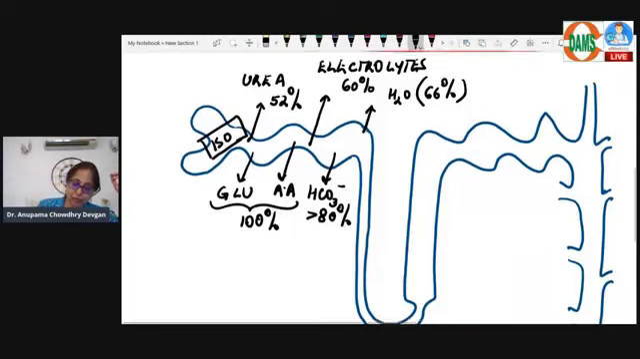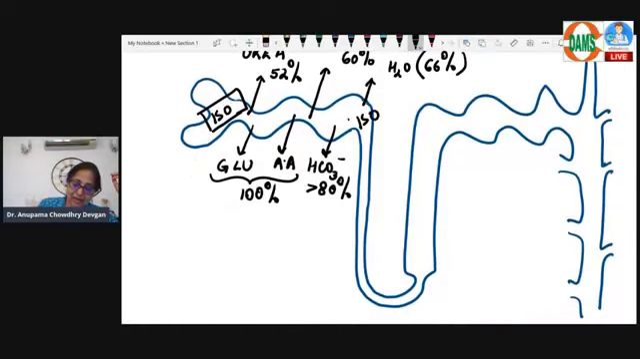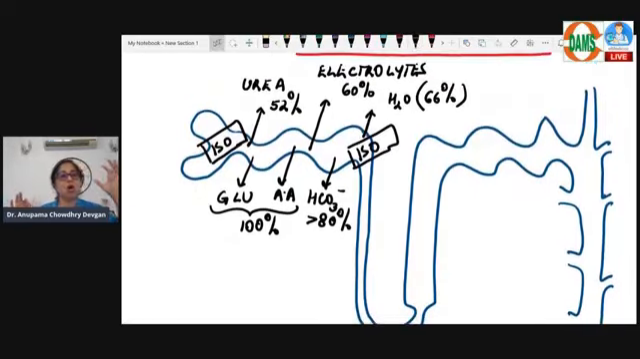So what will happen to fluid at the end of PCT? At the end of PCT, the tubular fluid continues to remain isotonic with plasma, same osmolality as plasma. Why so? Because whatever the amount of solutes and the amount of water being absorbed in the PCT is the same, so the fluid continues to remain isotonic to the plasma.